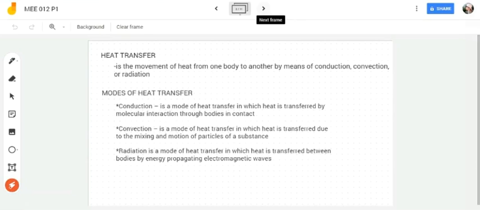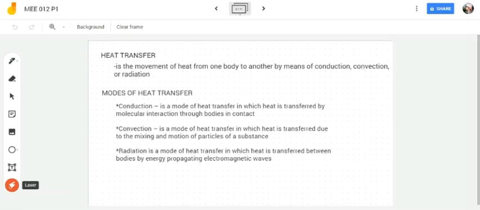Second mode is the convection, which is a mode of heat transfer in which heat is transferred due to the mixing and motion of particles of a substance. And the third mode of heat transfer is the radiation, which is a mode of heat transfer in which heat is transferred between bodies by energy propagating as electromagnetic waves.